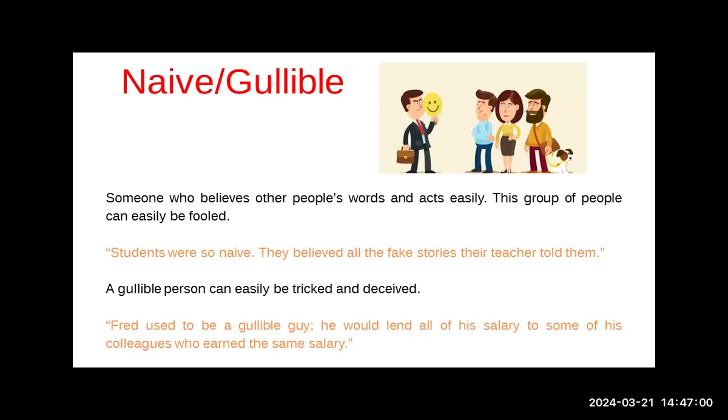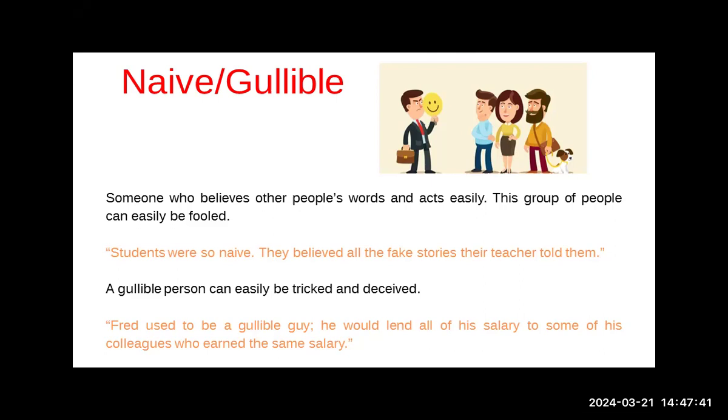Naive or gullible. They have similar meanings but are a bit different. Someone who is naive just doesn't know, right? They just don't have the knowledge. So you can say, oh, she's naive. People who are naive easily believe whatever because they don't know anything, right? So they can be fooled easily. But people who are gullible can be easily tricked and deceived, right? They just believe anybody. They don't even think about it, they just accept anything. So they are gullible.